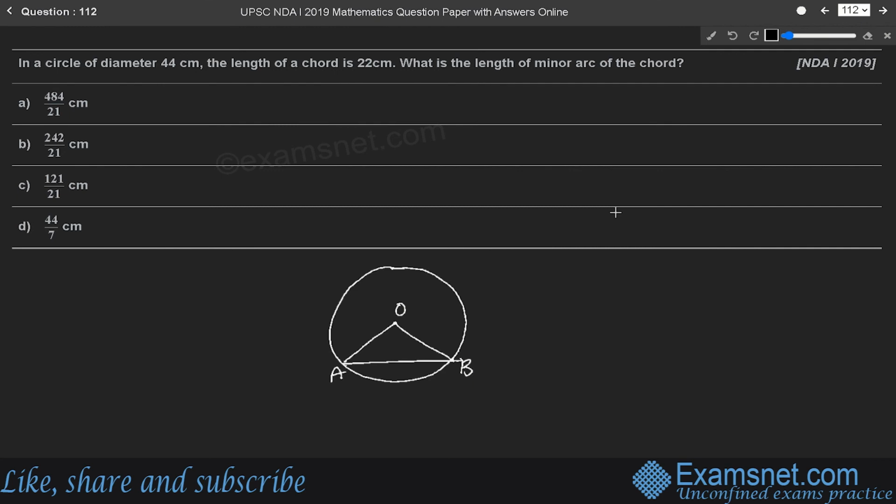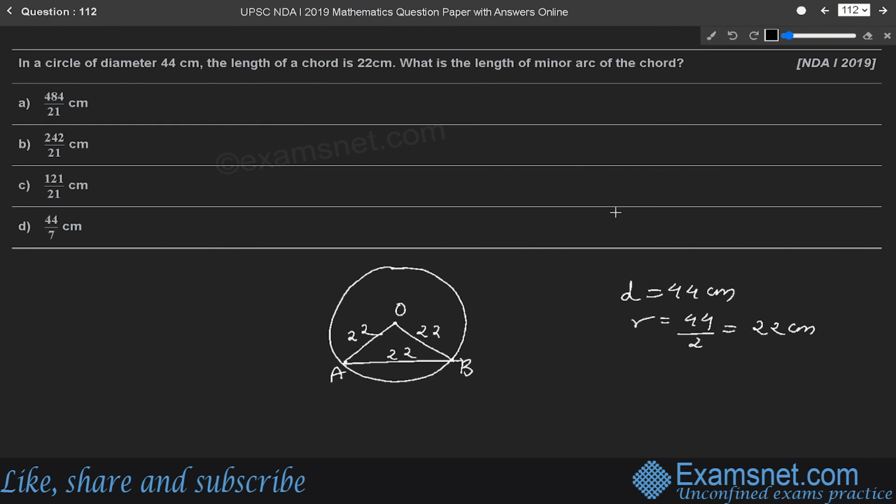Now we have assumed that the chord is AB, meaning let the given chord be AB. Given diameter of circle is 44 centimeter. It means that radius will be 44 upon 2, so radius will be 22 centimeter. So I can write it as 22, 22 and 22. And now we can say that the length of the chord is 22.